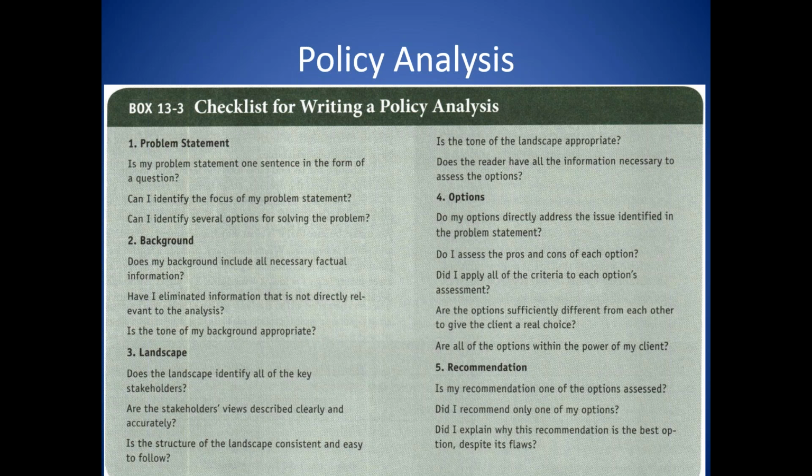And then finally, a recommendation. Is my recommendation for one of those options appropriate and appropriately assessed? Can you recommend only one option, or are there multiple options? Are you explaining why your recommendations are the best option, and what are the flaws related to that, since few things are perfect?